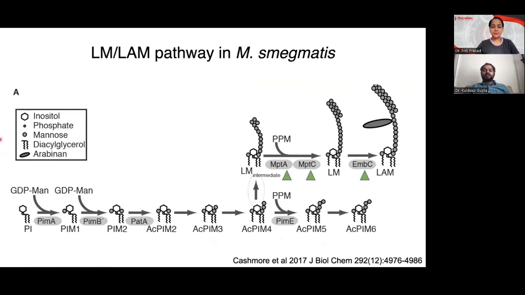Here you can see how the LM-LAM pathway is made. It starts from phosphatidylinositol, which is a small lipid, and gradually several mannose residues are added. From these mannose residues, it is transported from the cytosol to the periplasm. Then another mannose residue is added to form lipomannan. And in lipomannan, if you see this structure, which is called arabinan, it becomes lipoarabinomannan. And then they are incorporated into the outer cell membrane.